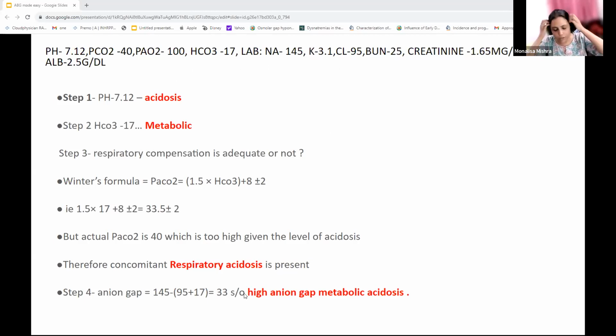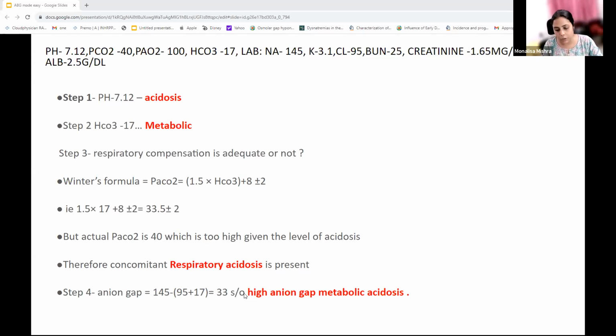Okay. So this is how you calculate. First, find out if it is acidosis or alkalosis. Then find out if it's metabolic or respiratory. Then find out if there is compensation or not. And whatever formula we have learned today, don't memorize that formula. You'll have the presentation with you. You can always see the formula and calculate. After calculating with the formula, you can decide if the compensation is taking place or not.